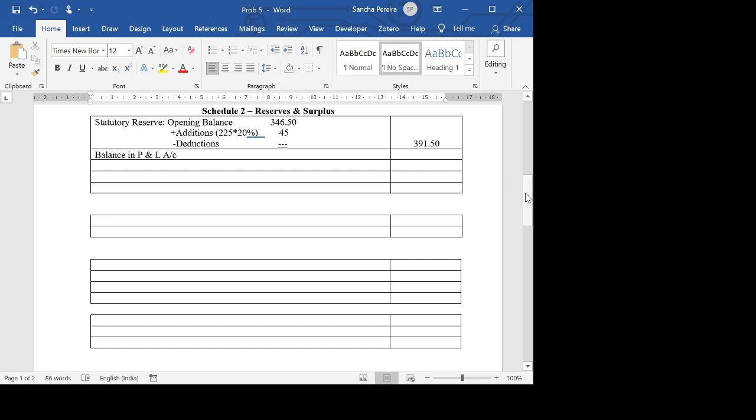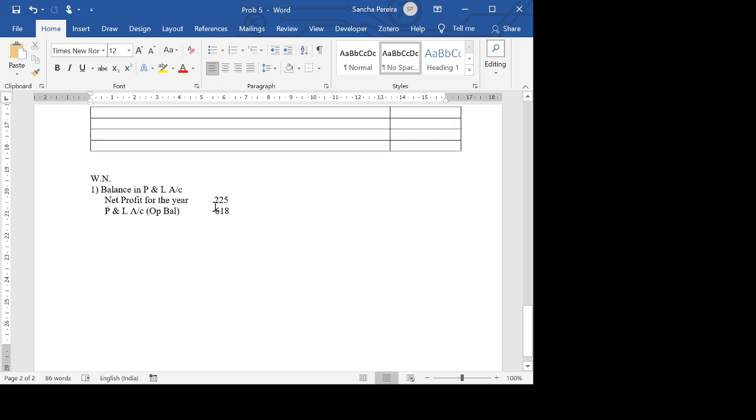So what we have to do here is, we can't just add this directly, because from this amount we have also made a transfer to the statutory reserve. And how much is that transfer? We have made a transfer of 45. So the final figure after minusing that 45 will be the balance that you can show as your balance in profit and loss account. And that is going to be 225 plus 618.